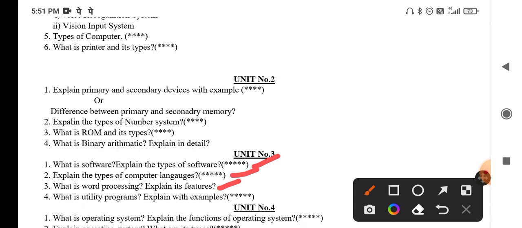In question number 3, what is word processing and its features? You have to explain about MS Word. What is the definition, and why we are using Word? It is used to prepare documents. So we have to explain the definition of Word and what features we can use.